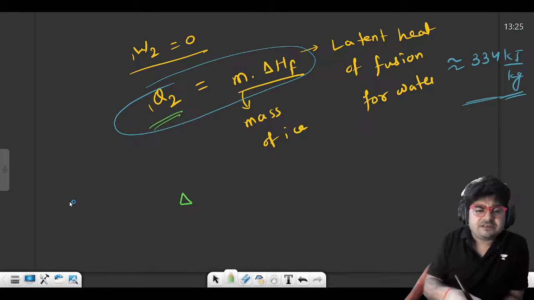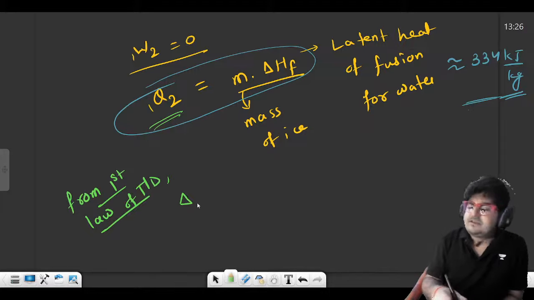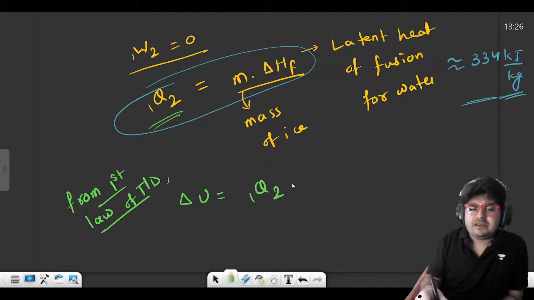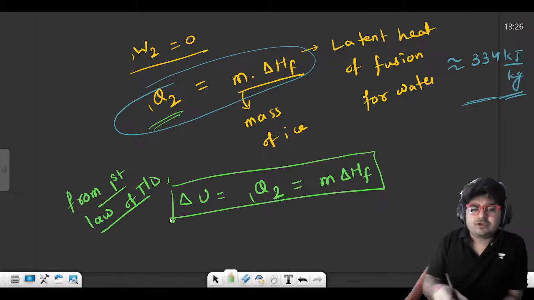So you can see from first law of thermodynamics, where you know that first law of thermodynamics is all about the law of conservation of energy. It helps us to figure out that a change in internal energy of the system will be equal to the amount of heat absorbed or amount of heat being supplied from surrounding to the system. So that's how you can find out.